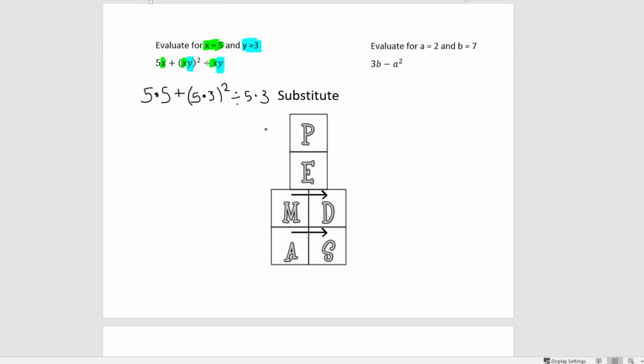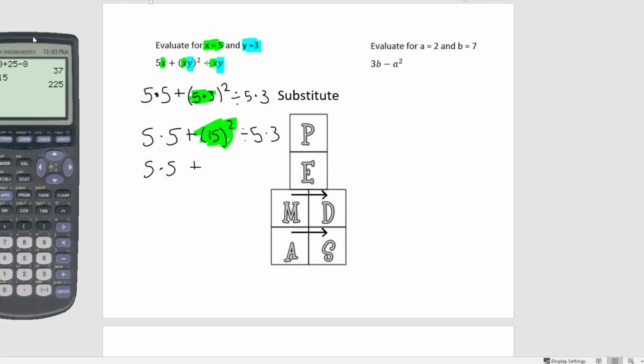All right, let's follow order of operations. Parentheses first. Here's a parentheses. Five times 3 gives me 15. Everything else remains the same. Next, I look for exponents. I do have an exponent right here. That's going to affect this 15. These things will not be messed with. We're only going to do the 15 squared. If you don't know what 15 squared is, it's 15 times 15. Okay, that gives me 225.